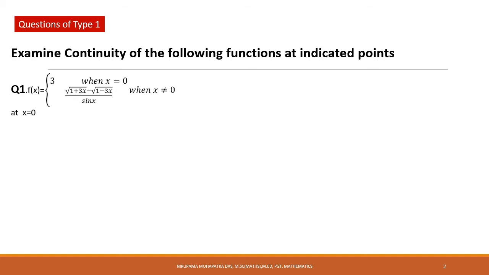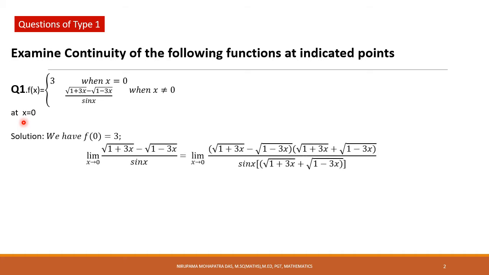Okay, so the first question is f(x) equal to 3 when x equal to 0, and f(x) equal to under root 1 plus 3x minus under root 1 minus 3x by sin x when x not equal to 0. So we have to examine continuity of the function at x equal to 0. As it is very clear in the question, when x equal to 0, f(x) equal to 3. It means f(0) equal to 3.